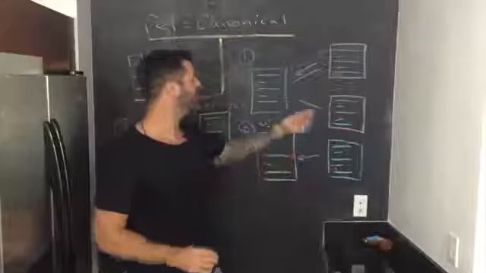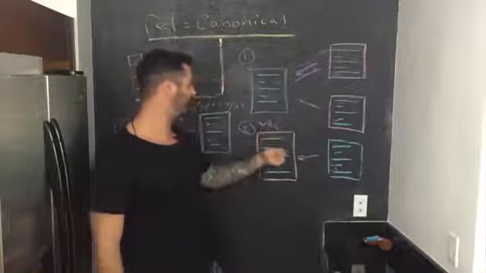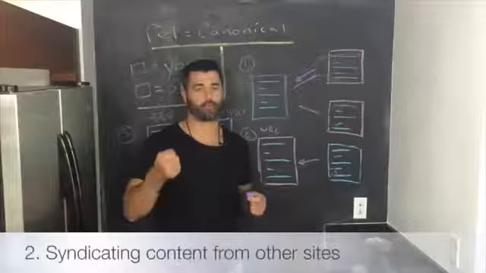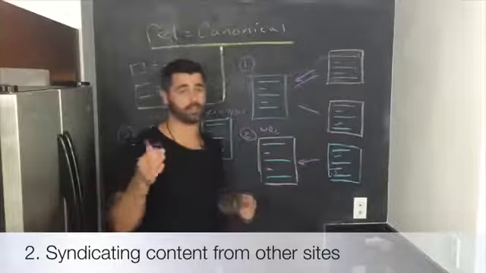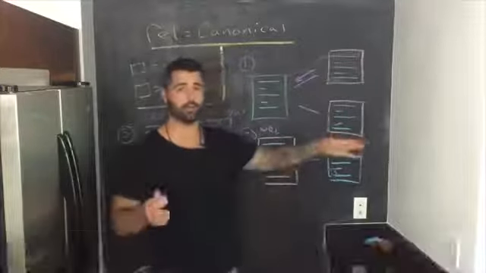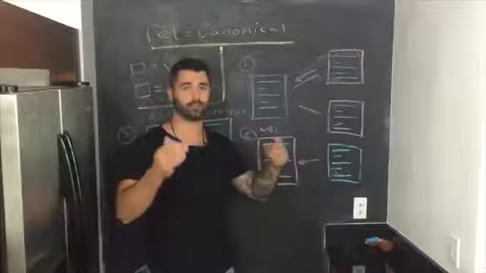Now, you can do this. If you have another site, you can actually rip content verbatim, and that's what we're going to talk about in the second scenario. You're allowed to rip content from other sites as long as you use a canonical tag that points back to the original source, because that tells Google that you syndicated that content, this is the original source, I'm just using it for my own personal gain.